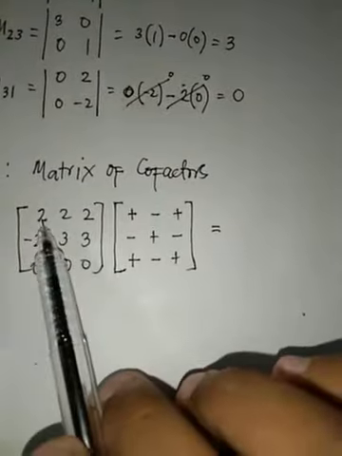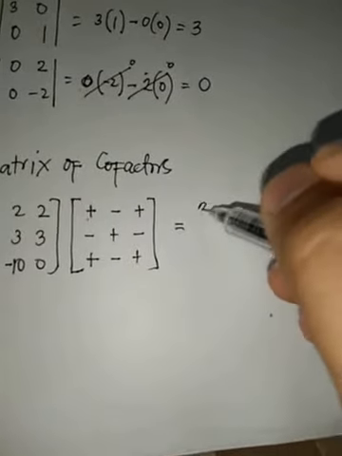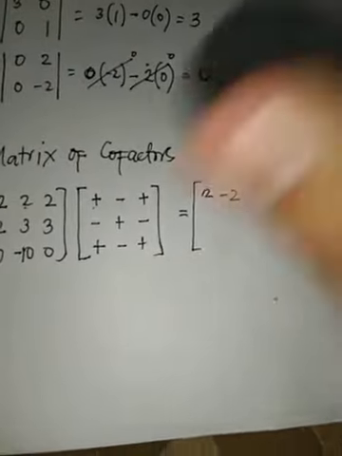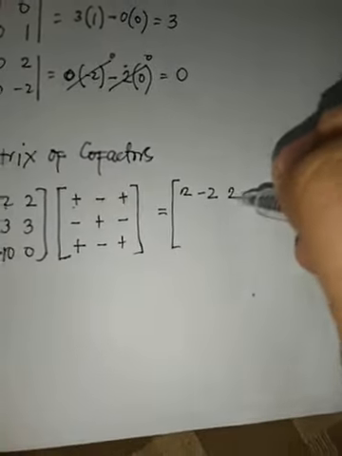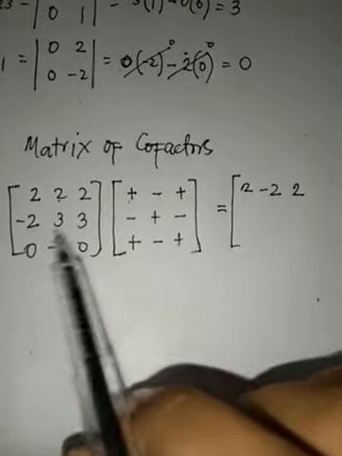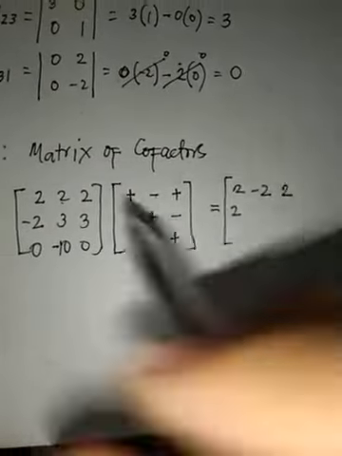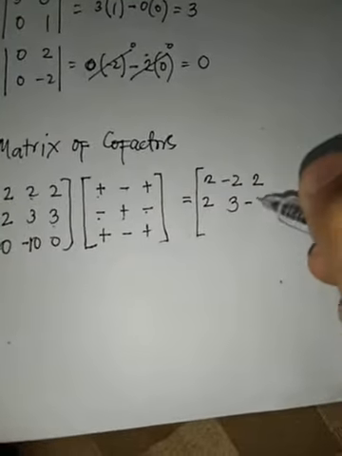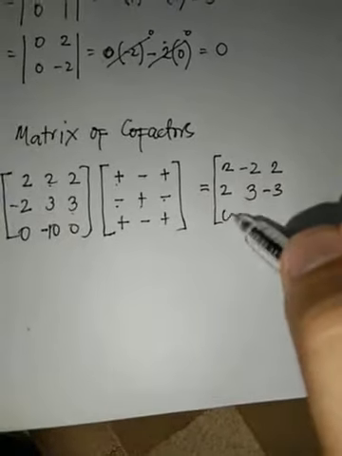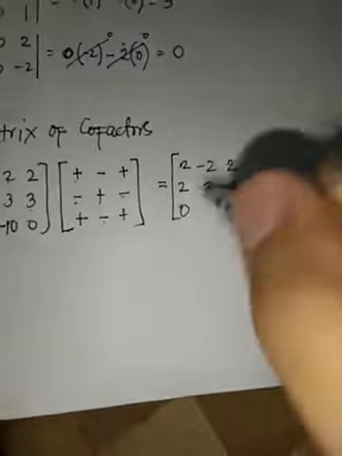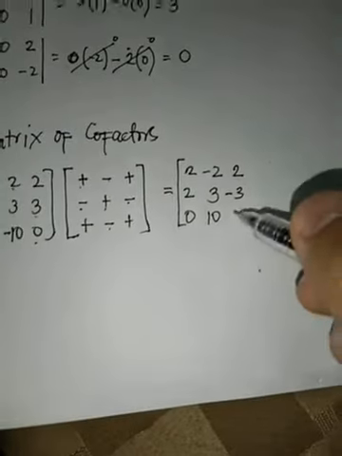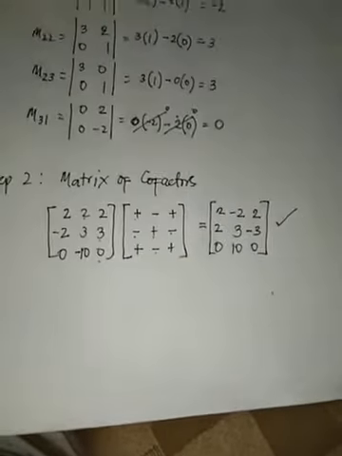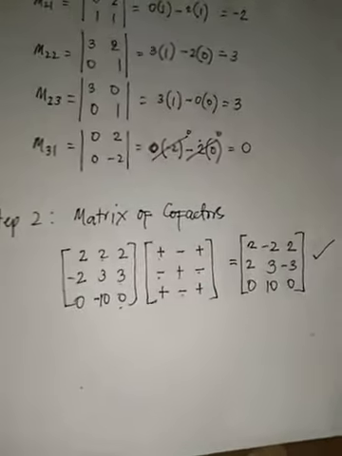So, let's say 2 times this one. So, we have positive 2. Then, 2 times this one. So, we have negative 2. Then, 2 plus ito, positive. Then, ito, so may positive. So, ito, positive. Ito, maging negative 3. Ito, 0 na. Negative 10 times this, positive 10. Then, ito, magiging 0. So, ito na yung ating matrix of cofactors. No? Okay.